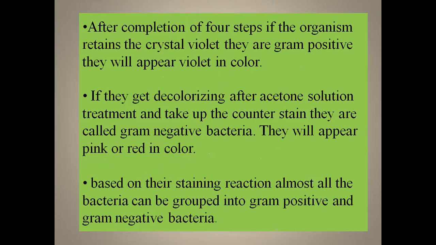After completion of the 4 steps, that is, addition of the primary stain, addition of the mordant Gram's iodine, addition of the acetone decolorizer, and addition of the secondary stain, safranin or carbol fuchsin: if the organism retains the primary stain crystal violet, then it is Gram positive. Why? Because once some bacteria are fixed with the crystal violet, they won't take the other staining solution, the carbol fuchsin or safranin.